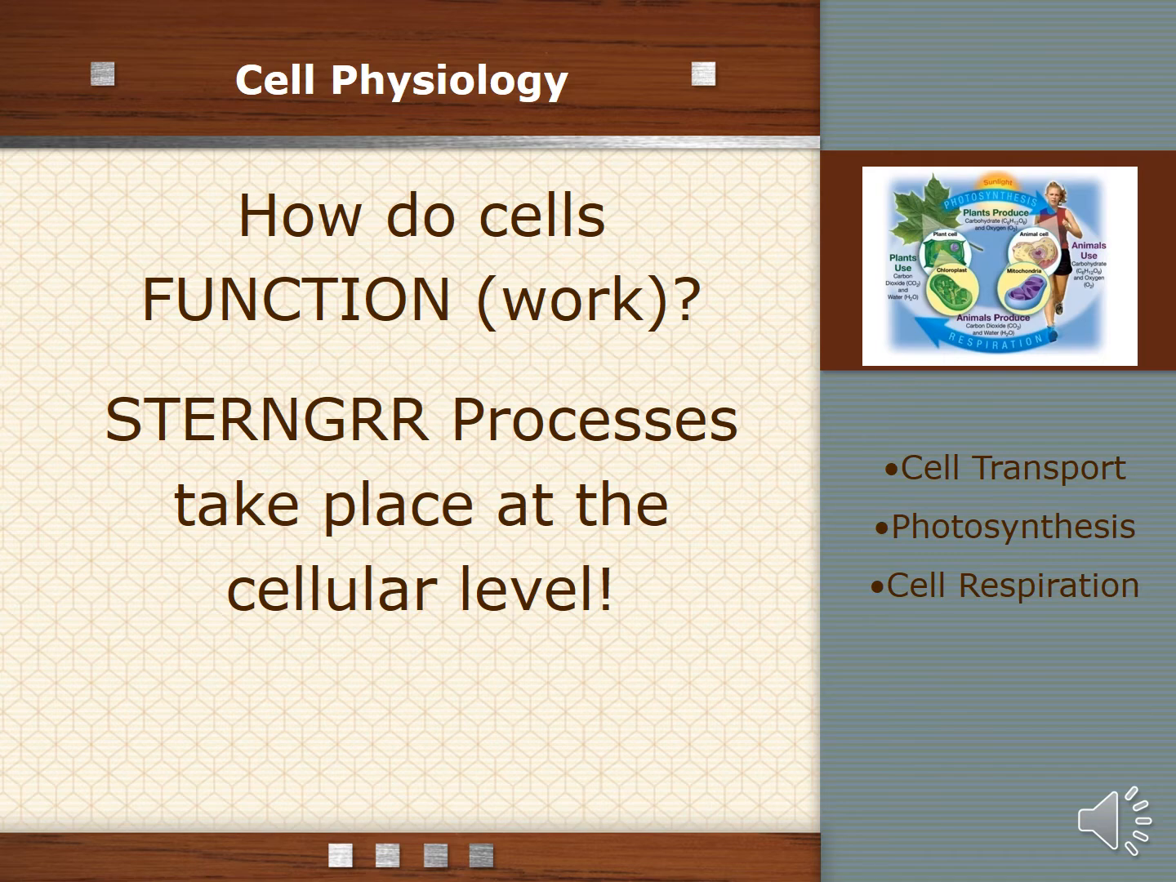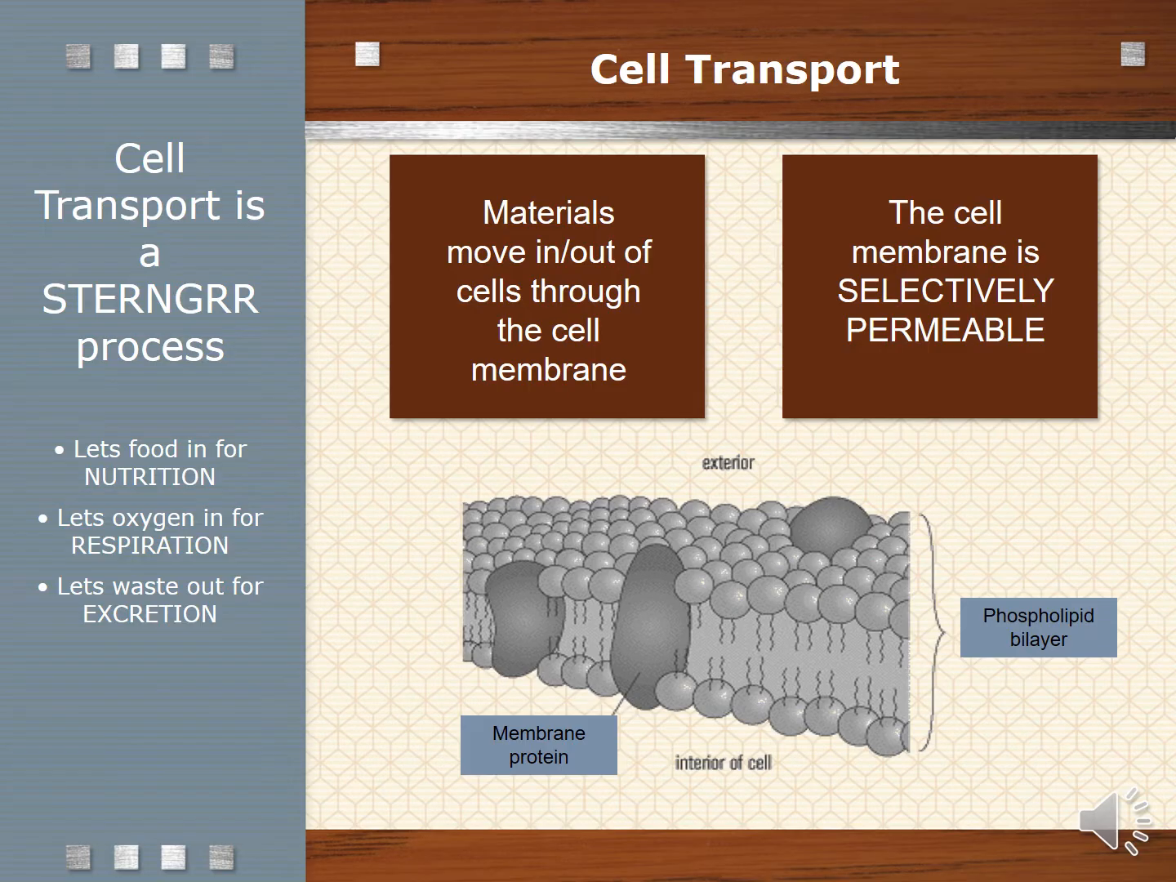What does cell physiology mean? It's looking at how cells function or work. We're looking at those STIRRING-GURR processes, what we studied so much in first quarter. We're really going to start talking about it. So the three things we're going to be looking at are cell transport, photosynthesis, and cellular respiration. So let's look at cell transport.